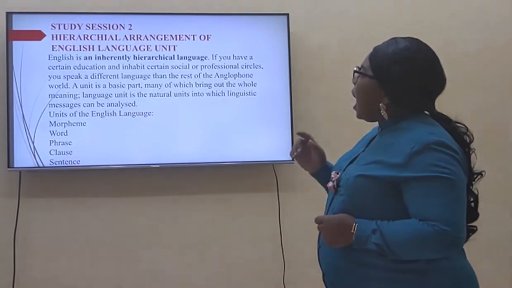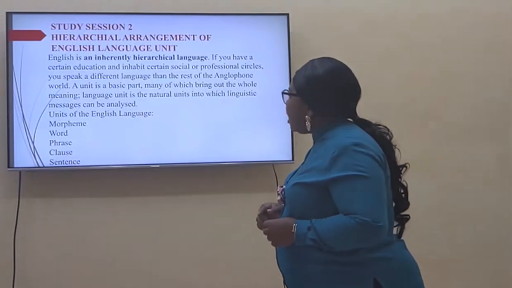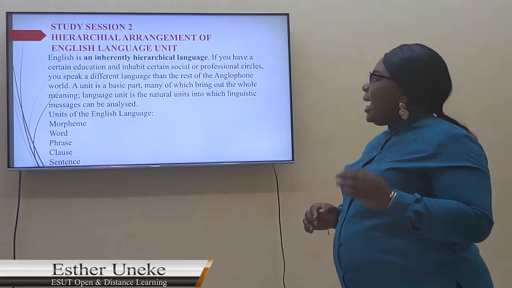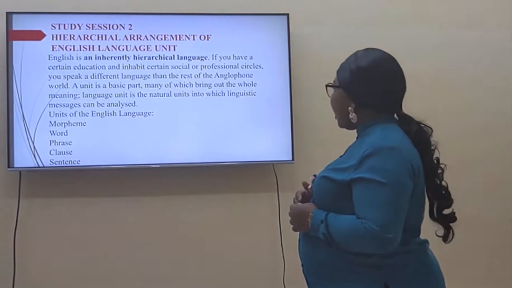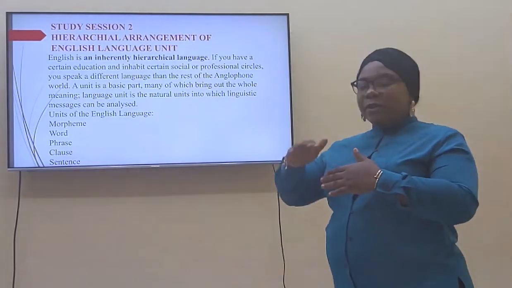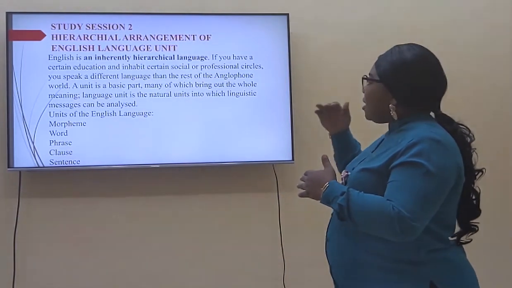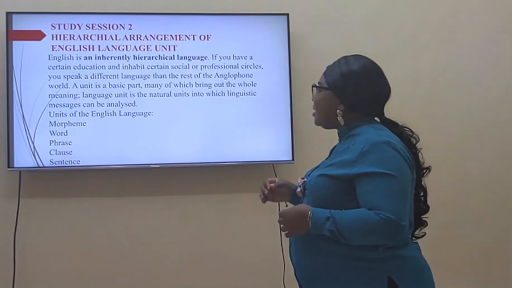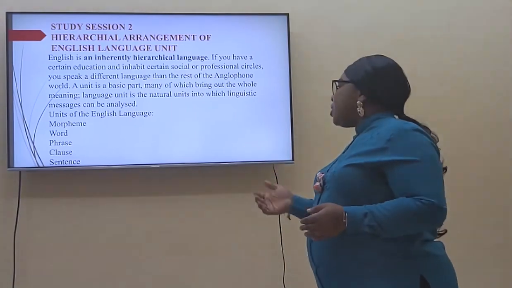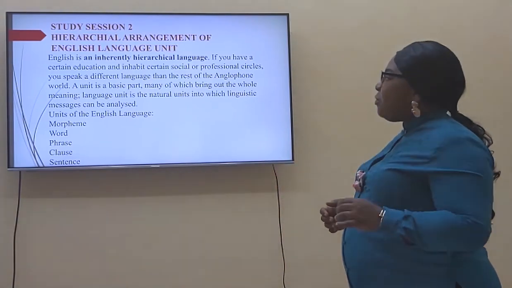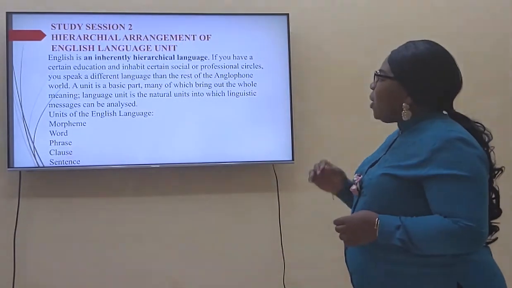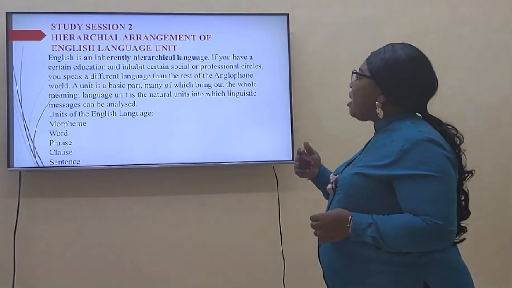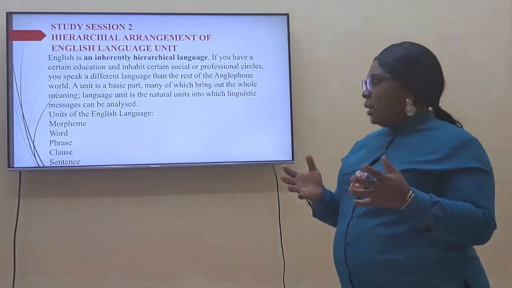Section 2, Hierarchical Arrangement of English Language Units. Now, English is an inherently hierarchical language, right? Hierarchical meaning it has levels, okay? If you have a certain education and inhabit certain social or professional circles, you speak a different language than the rest of the Anglophone world. So a unit is a basic part, many of which bring out the whole meaning, all right?